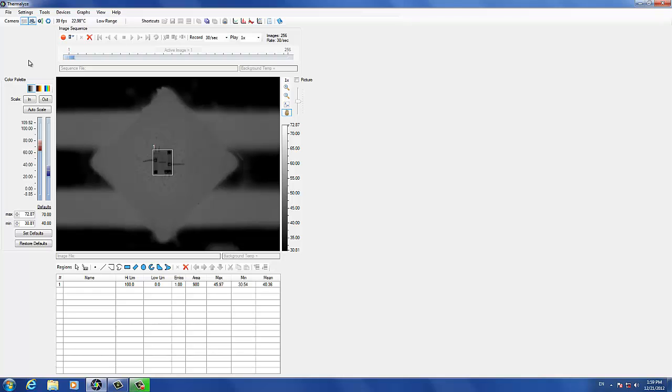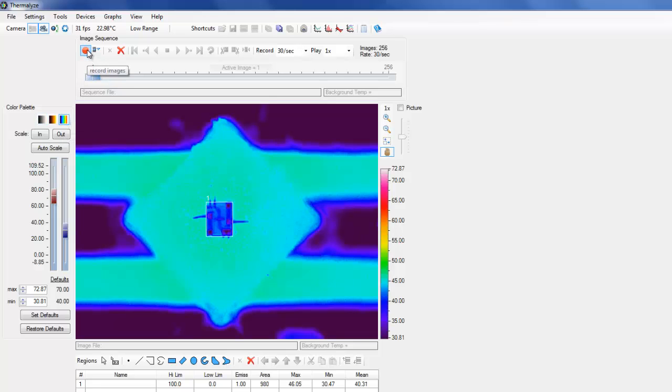To measure the temperature of a microwave attenuator operating at 5 volts, we mounted the device on the thermal stage and set the stage temperature to 50 degrees C.